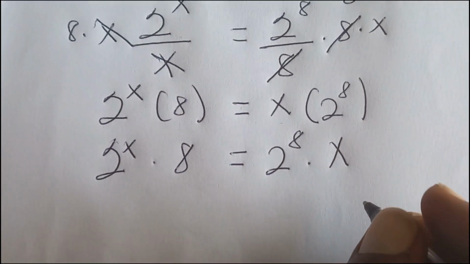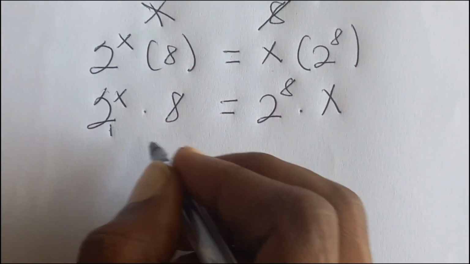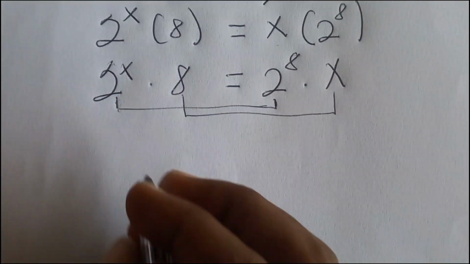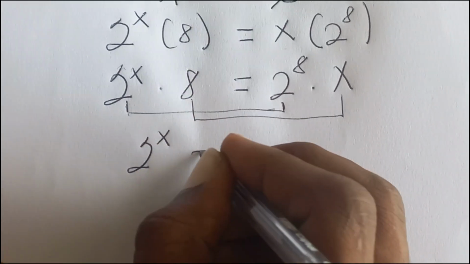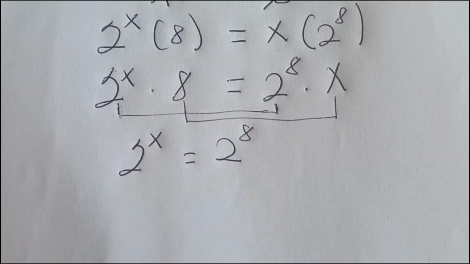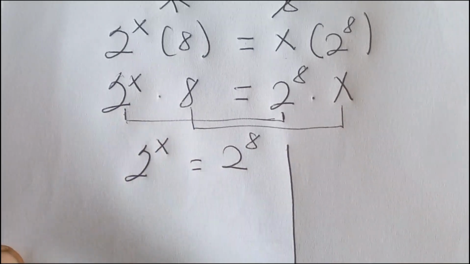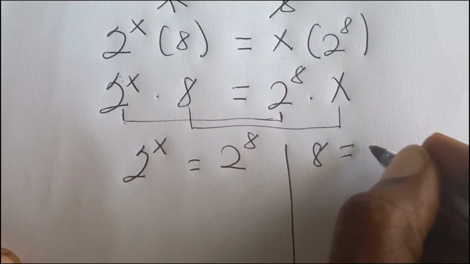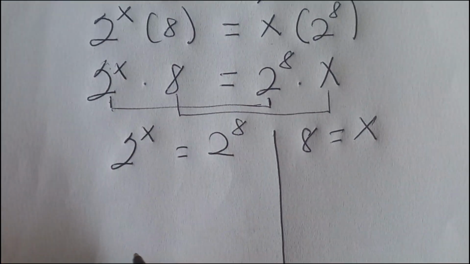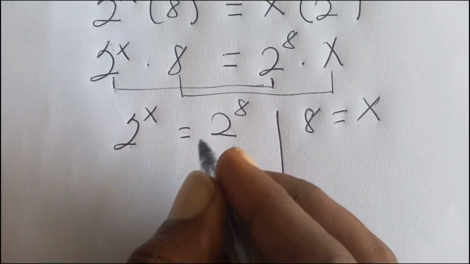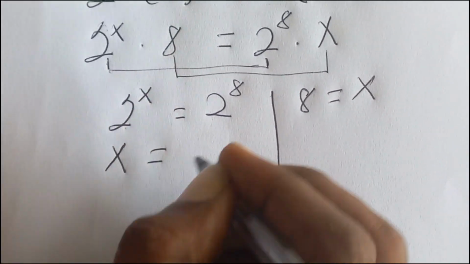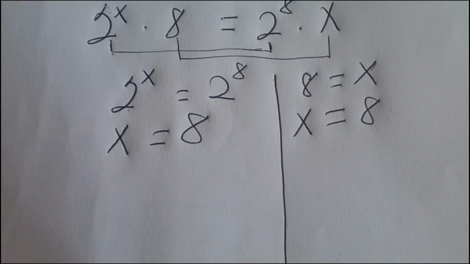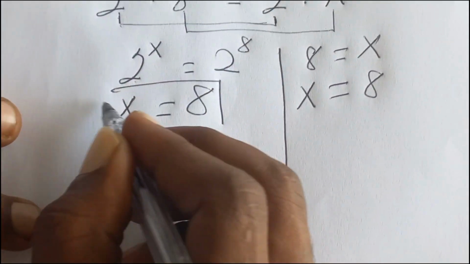So let's take it from here. Now, when you compare, you go for this one with this one. So you say that 2^x is equal to 2^8, okay? And then we also have 8 is equal to x, okay? So let's solve this first. Since the bases are the same, we say that x is equal to 8. And here we have the same thing, x is equal to 8, okay? So it means that our x is 8.